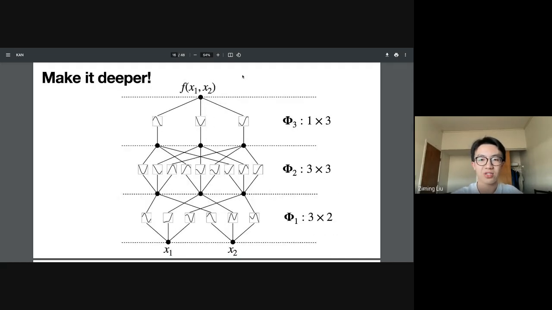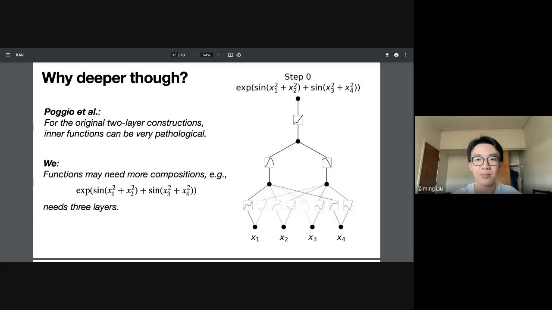After we have the definition of the KAN layer, we can easily stack more and more KAN layers to get deeper and deeper KANs. Here we just show an example of a 3-layer KAN, but you can easily make it deeper and deeper. So you might be wondering, why do we need deeper KANs? Because the original theorem says that it's only 2-layer. But recalling again the 1989 paper, it says that for 2-layer constructions, the inner functions can sometimes be very pathological, non-smooth. So hopefully, with the benefit of depth, we can get more expressive power, even under the smoothness constraint.